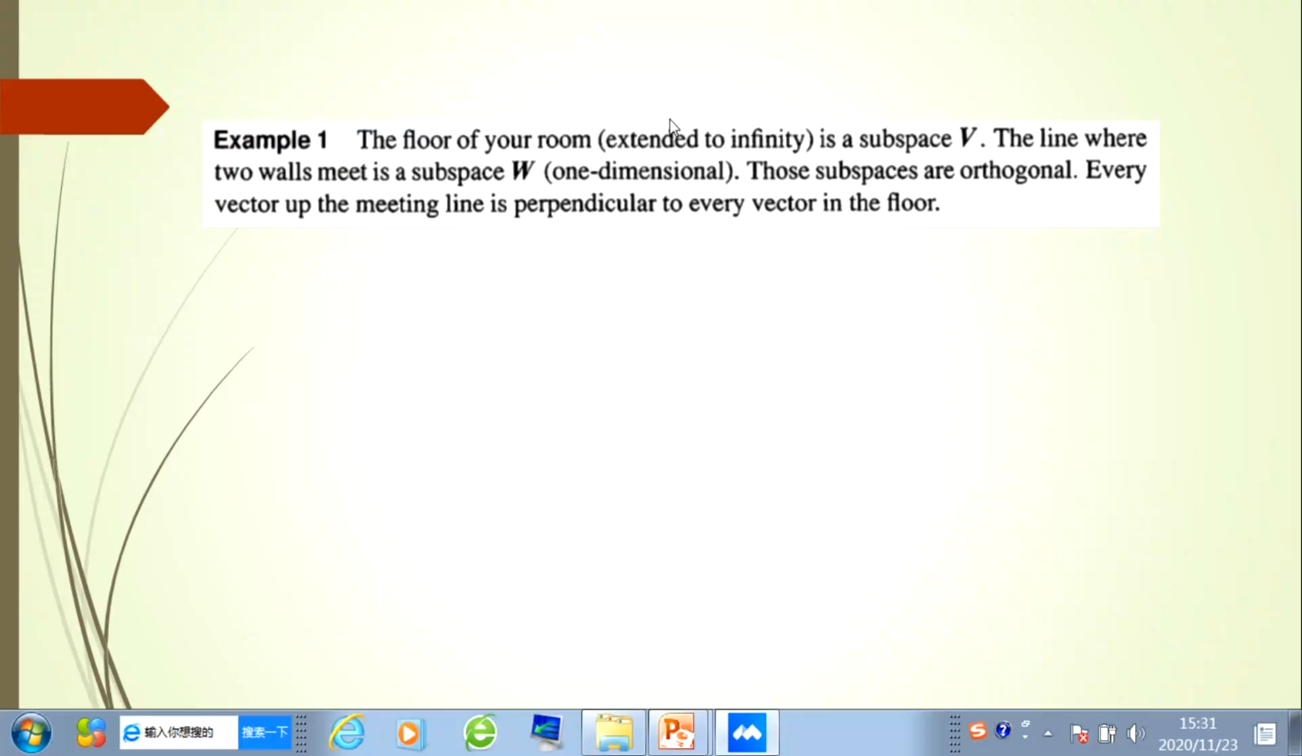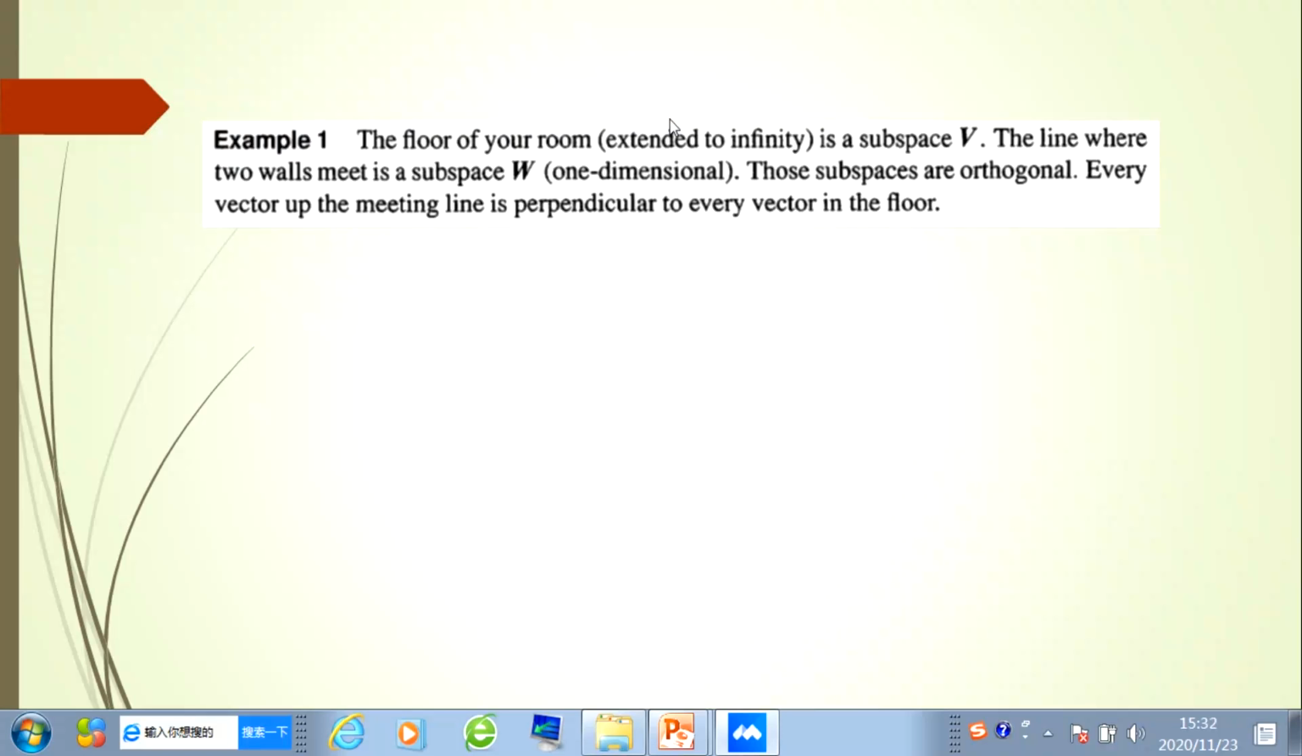So this is like a floor, okay? This one is like the floor, but it's a plane, right? It's a plane, you can extend it to infinity. And then at the corner, there are two walls, right? Those green covers, those are two walls.